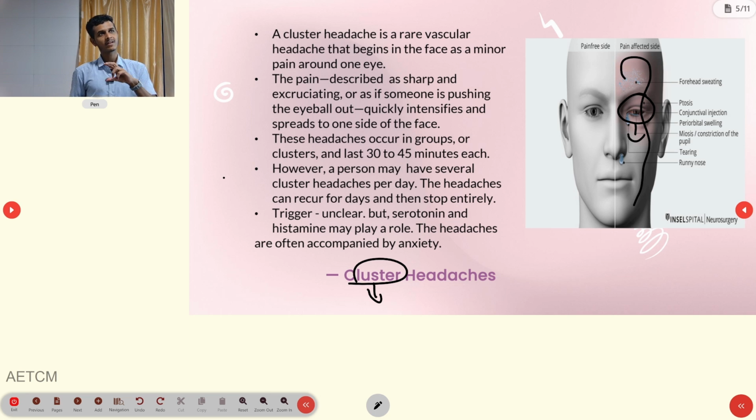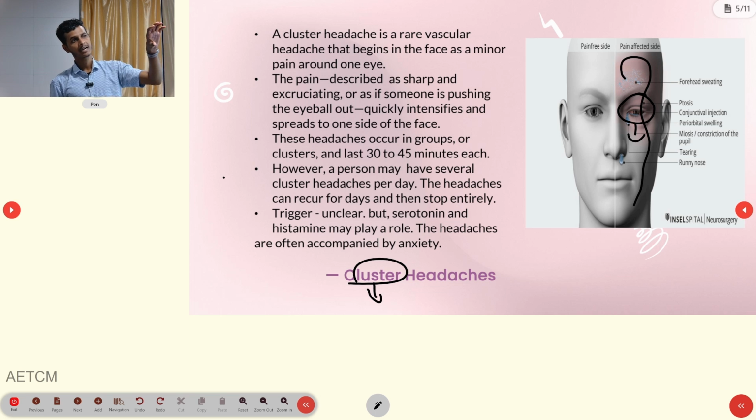The pain is described as a sharp, excruciating pain. The person will feel like someone is pushing the eyeball out. It is that severe, and then it spreads over one side of the face. As we said, it starts in the periorbital region and then spreads to the whole unilateral side of the face.